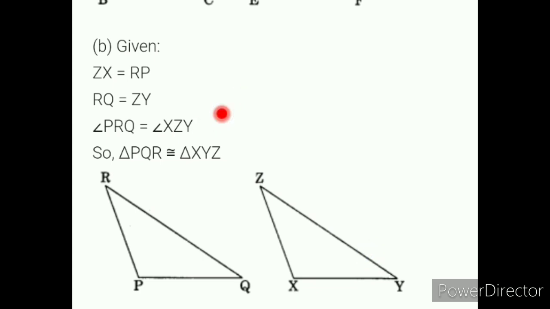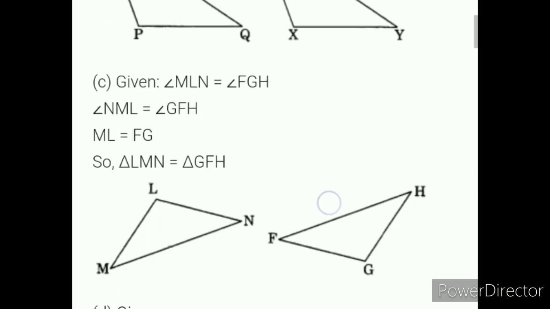Next, the third element, what are they given? Angle. Angle PRQ equal to angle XZY. So they are given 2 sides and 1 angle. So it is SAS criterion. Good. Next, third one.